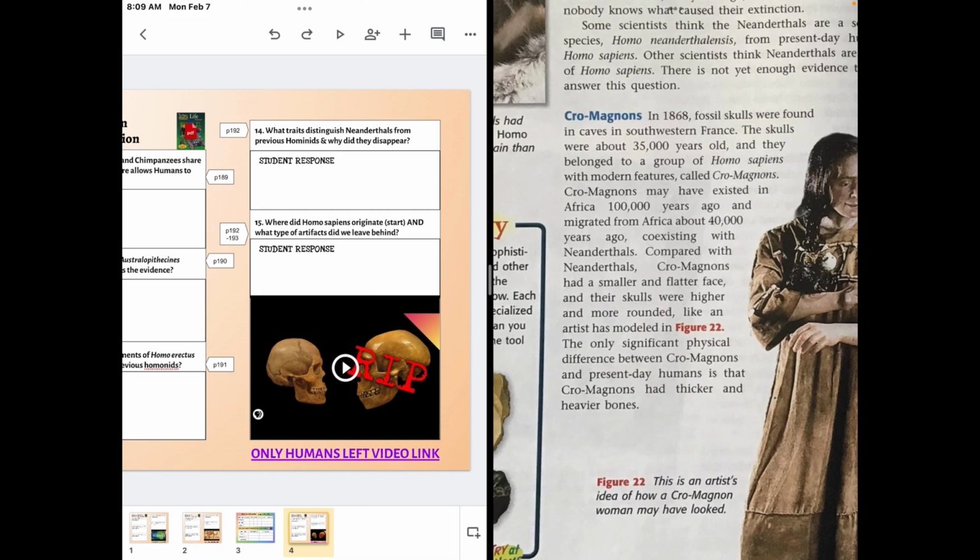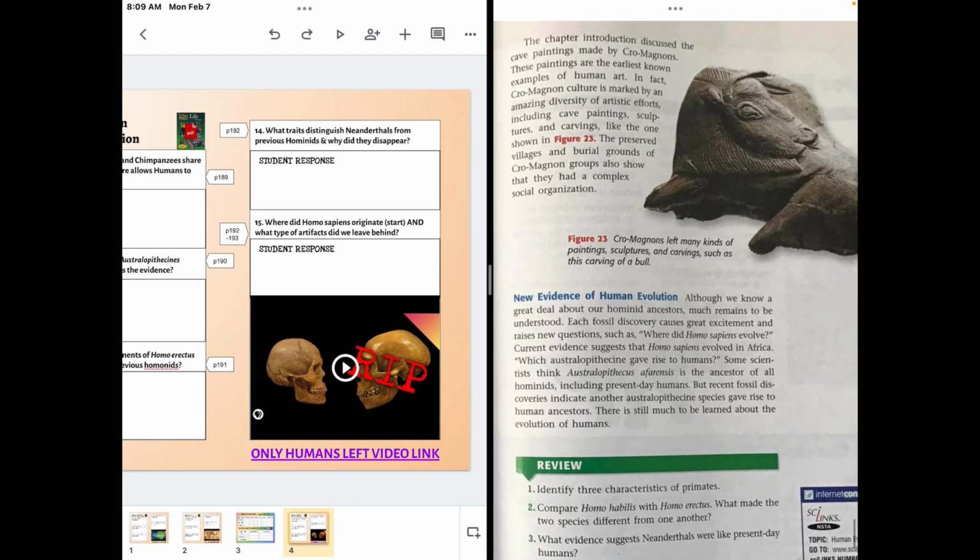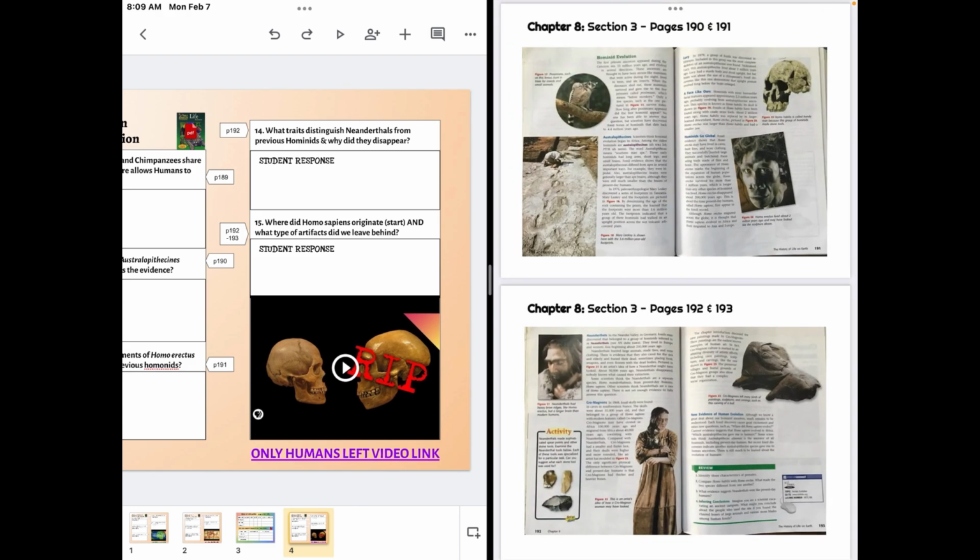And then what types of artifacts did we leave behind? So artifacts are over here. Now the book's a little outdated here. I have a lot of supplemental information.